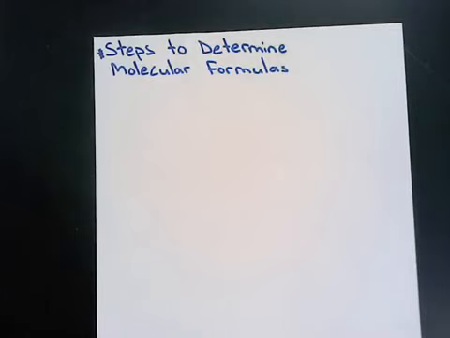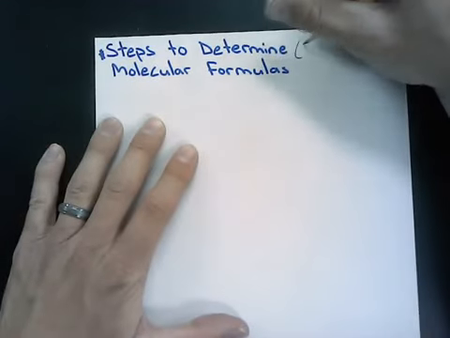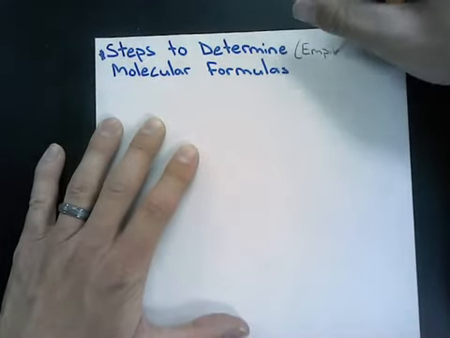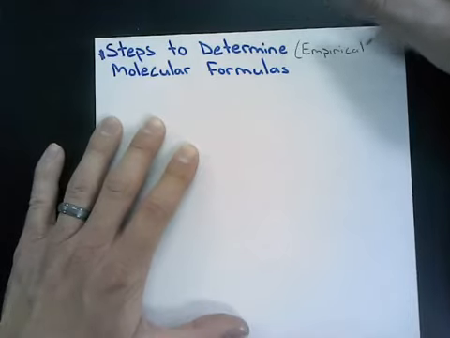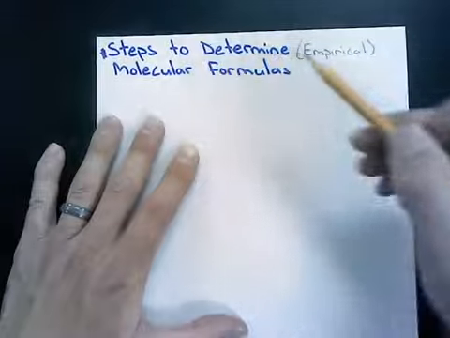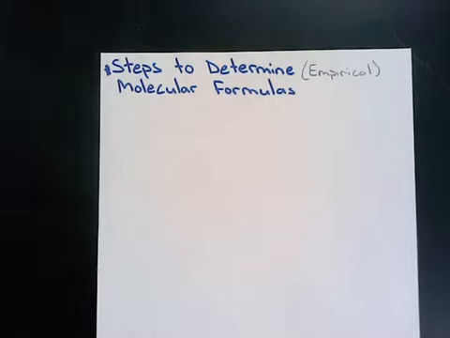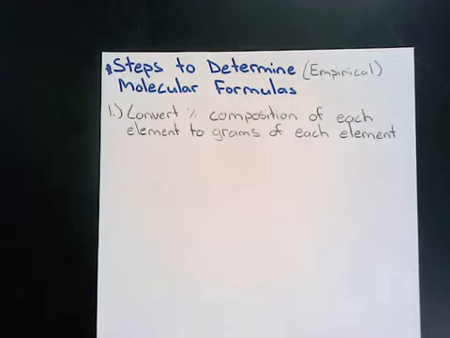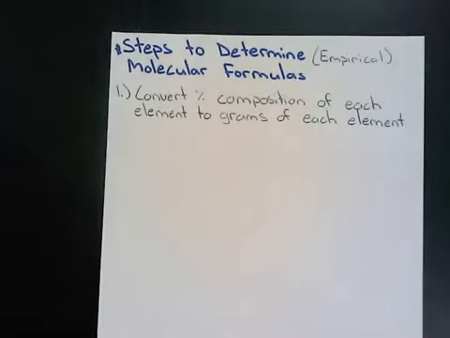Well, you can also add to this the empirical formula, because to be able to find the molecular formula, you have to first be able to identify the empirical formula. And so you actually get to the empirical formula by going over these particular steps. So the first step is to convert the percent composition of each element to grams of each element. The second step is to convert the grams of each element to moles.